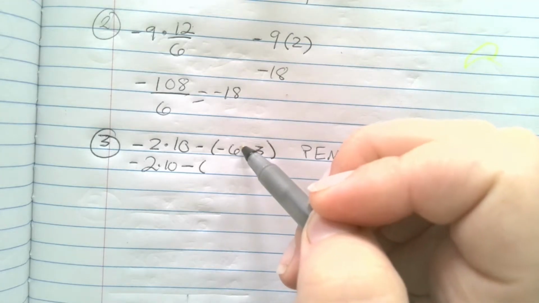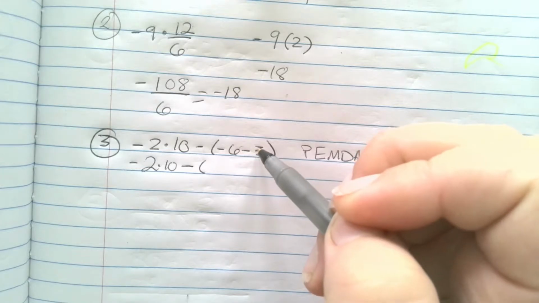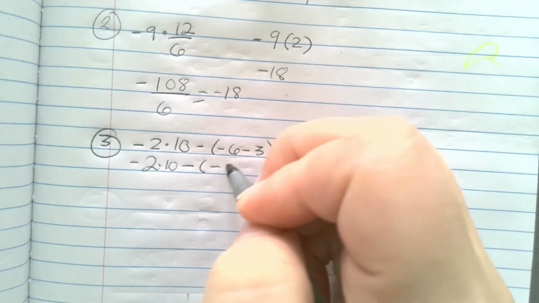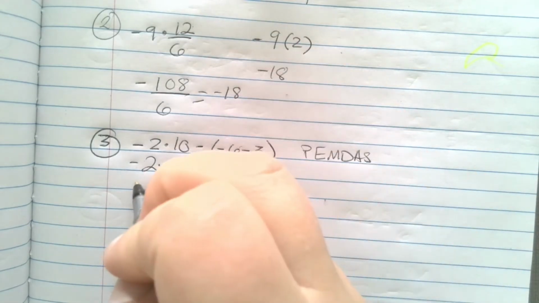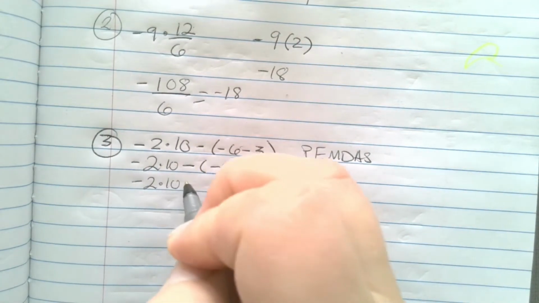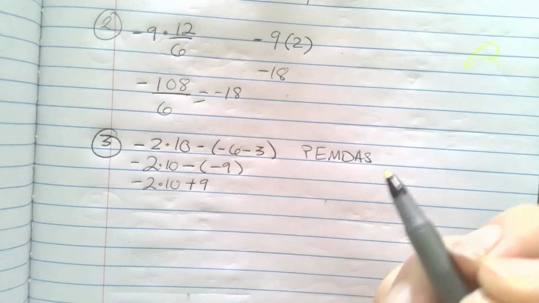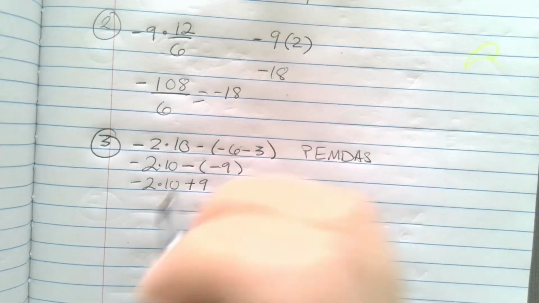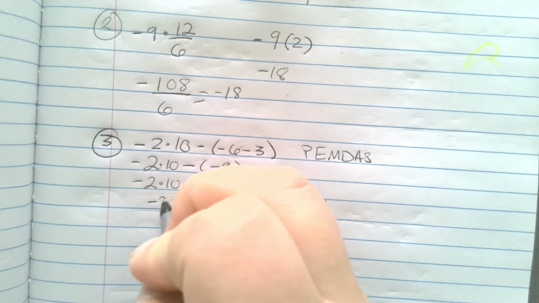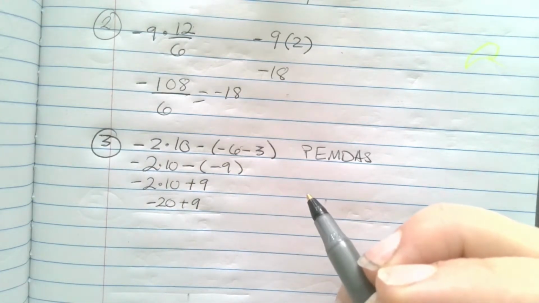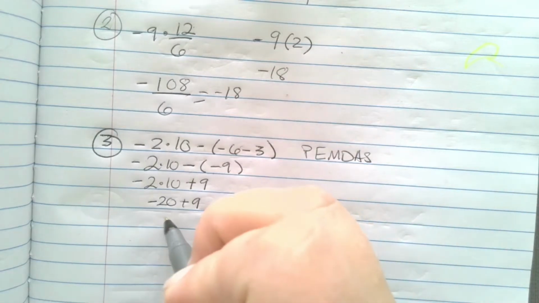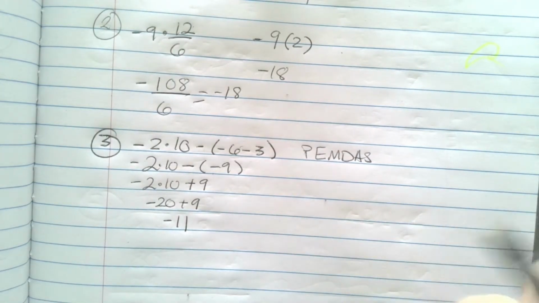What's negative 6 steps and then 3 more steps back? Negative 9. What do a negative and a negative make? What's negative 2 times 9? Negative 18. What's that make? Plus.